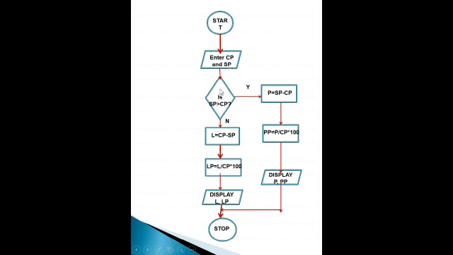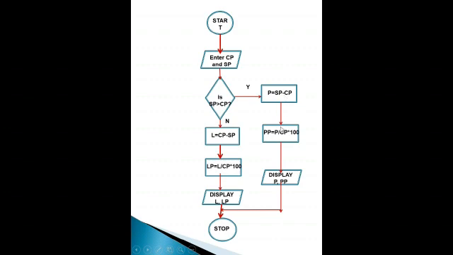Then this is the condition: is SP greater than CP? If selling price is greater than CP, it will go to the profit formula. P is equal to SP minus CP, because SP is greater. But if CP is greater than SP, then this will work: L is equal to CP minus SP. So we will write both formulas. This is the formula of loss and this is the formula of profit.